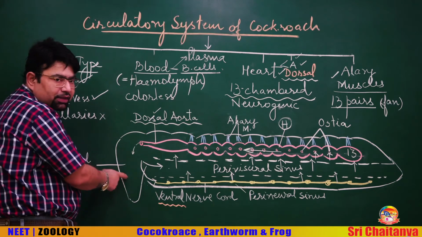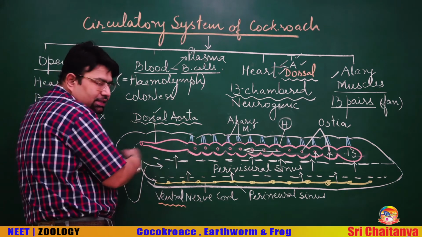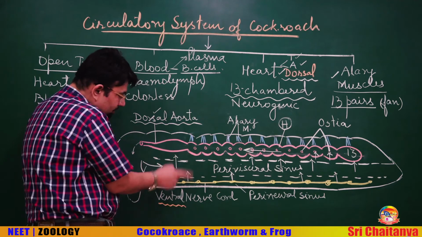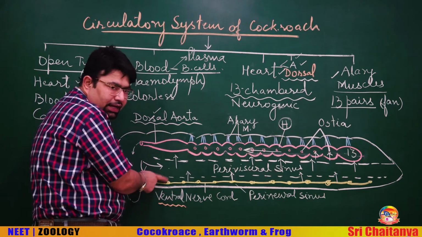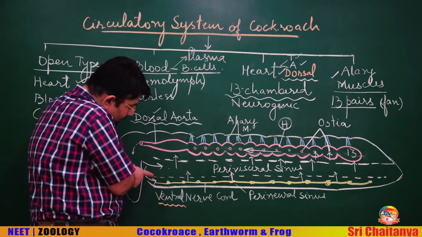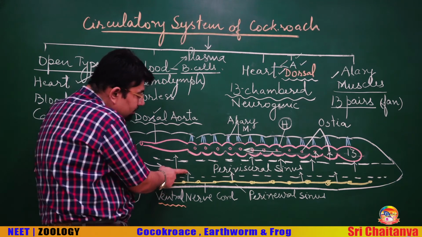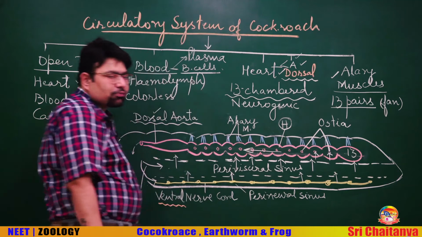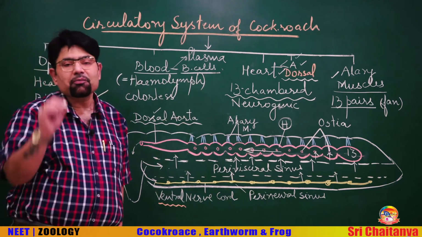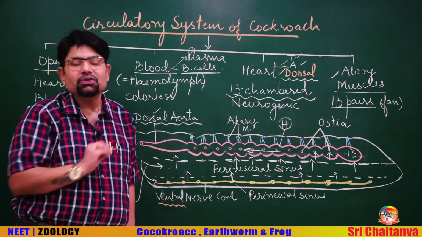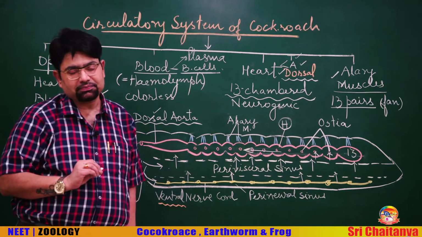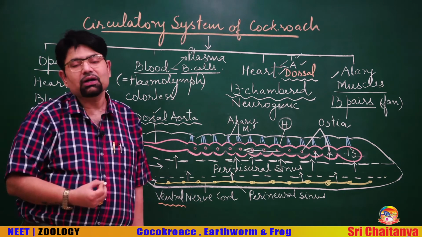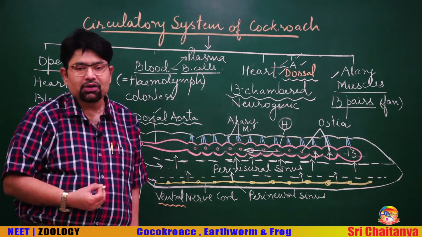From the head sinus back into these sinuses. Which ones? Perineural and perivisceral. From perineural it comes into perivisceral, and from perivisceral it enters into pericardial, and from pericardial it enters into the heart through ostia. Now we will talk about the respiratory system of cockroach.